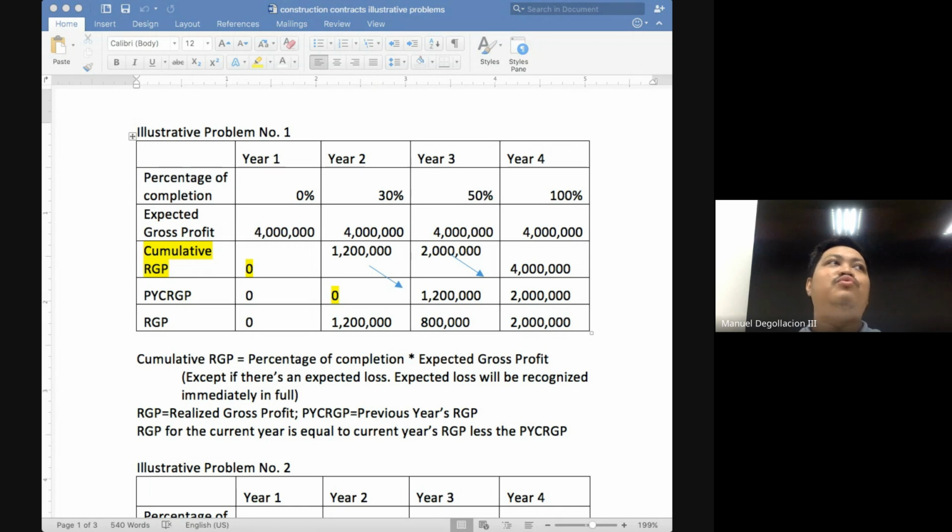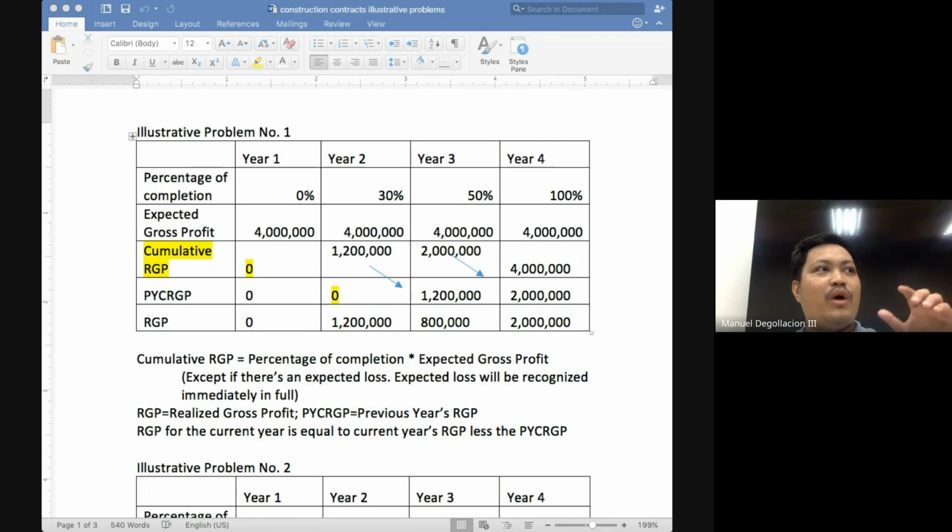And that is why many students, class, especially those who would not completely study the topic, would just answer some problems and the problem will ask just for year one. What will be the answer for year one? It will just be the percentage of completion times expected gross profit. So what would they think? RGP must be simply expected gross profit times percentage of completion. Why can that be correct? That can be correct if you're just being asked for year one. Okay, but I don't want you to think that that is the way to solve for RGP.